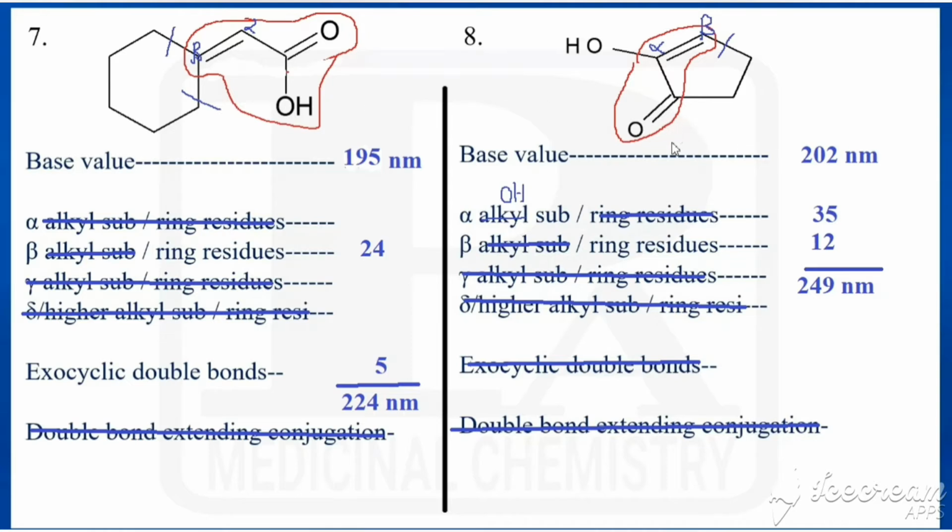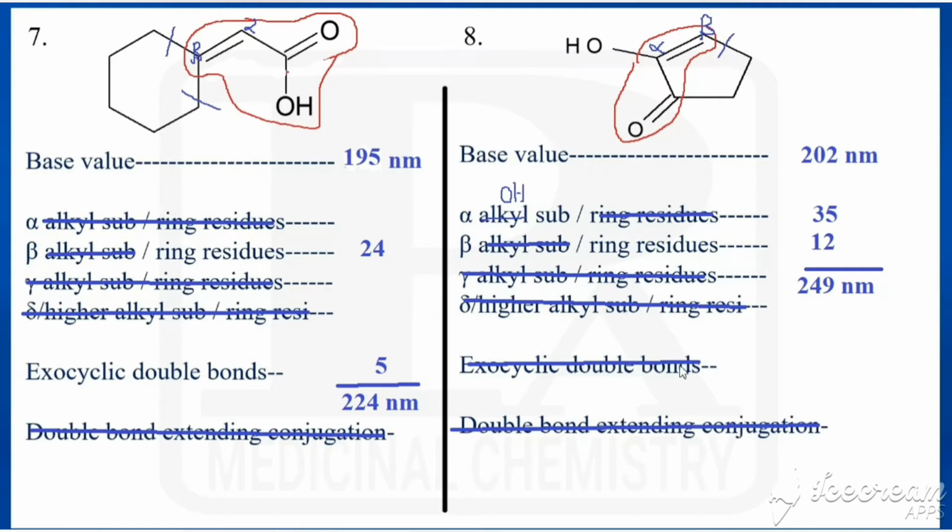Now come to this one. So here this would be the parent. So this is the alpha beta unsaturated carbonyl group, and here the ketone is present in a 5-membered ring. So for a 5-membered ring, what is the parent value? A 5-membered cyclic alpha beta unsaturated ketone value would be 202 nanometer. Now here this is alpha, this is beta. For alpha, what is attached? One hydroxy group is attached. So for one alpha hydroxy group, what is the value? That is 35. Now for beta, it is not having alkyl substituents or other substituents. It is having only one ring residue. For one beta ring residue, the value would be 12.